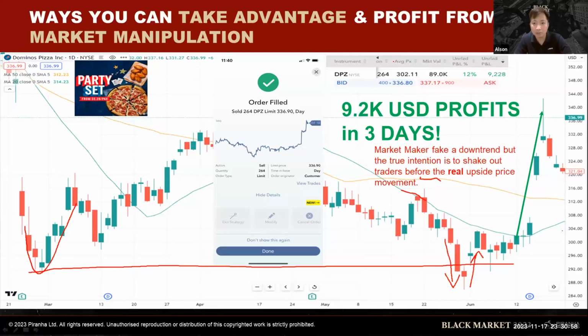I bought in at 302.11, which is somewhere over here. And within just 3 days, the market maker faked a downtrend, his true intention being to shake out traders before the real upside price movement. The market actually went up without any major earnings news. And I exited straight at the top, 336.9, somewhere here. It's as best as you can get for any trading strategy, guys.